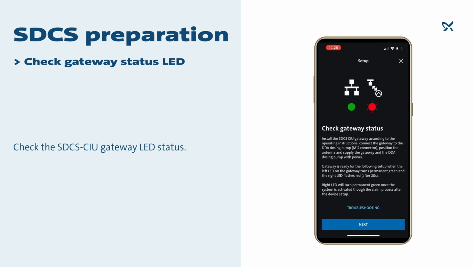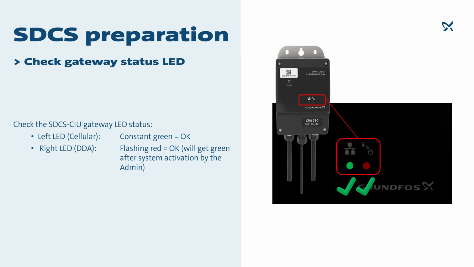Check the LED status of the Comparing Gateway. The left LED indicates the status of the cellular connection and should be permanently green. If the LED shows a yellow color, try an alternative antenna position. The right LED indicates communication status with the dosing pump and should flash red. Only after complete activation by the administrator, the right LED will light up permanently green.